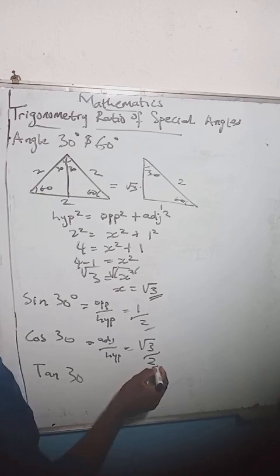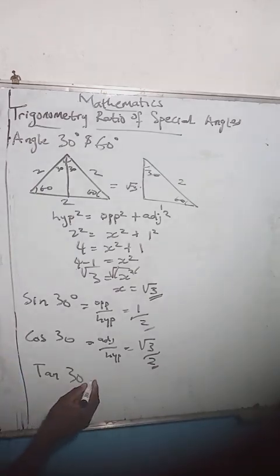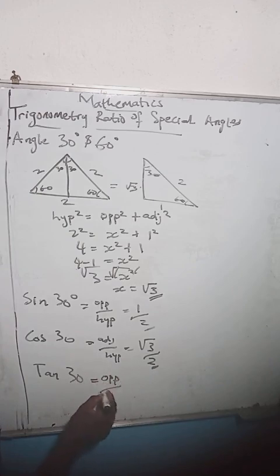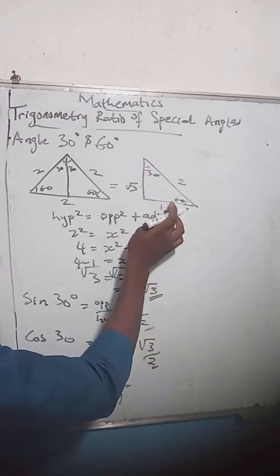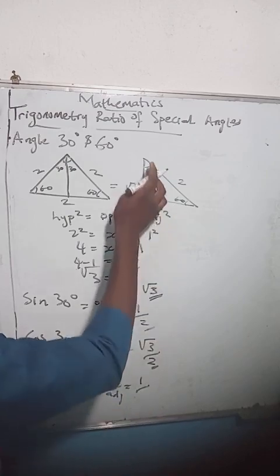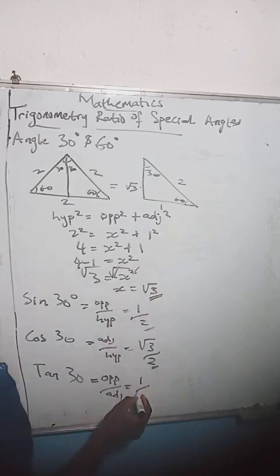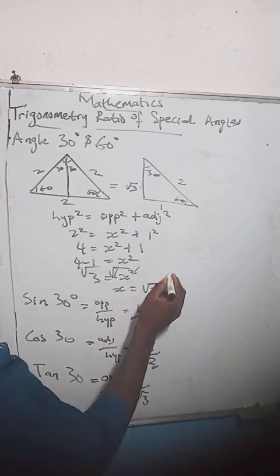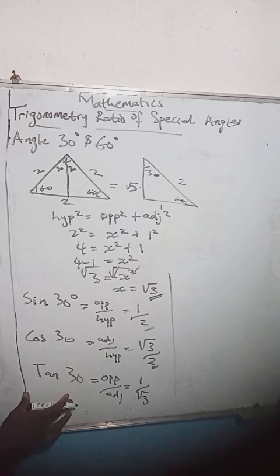hypotenuse, that is 2. Finally, our tan is opposite over adjacent. The opposite of 30 is 1, and the adjacent is root 3. This is for 30 degrees.